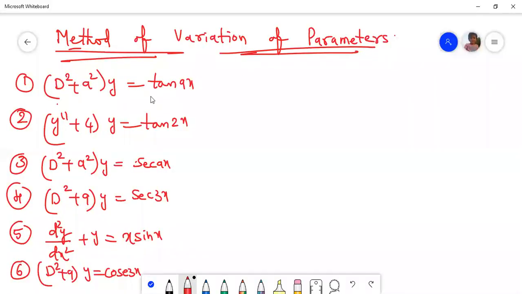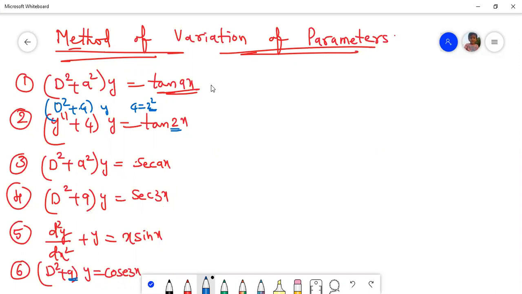In the method of variation of parameters, the first one is (D² plus a²)y equal to tan ax, and the same here, written in operator form. This is also (D² plus 4)y equal to tan 2x. In this, in the place of 4 we can write 2², so here also a is 2. And this is also sec ax, sec 3x, x sin x, cosec 3x. Here you can observe D² plus a². Whatever a is there will come in the secant, tan, cosec.